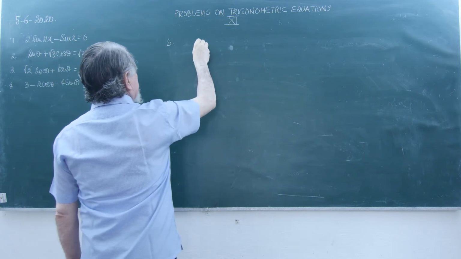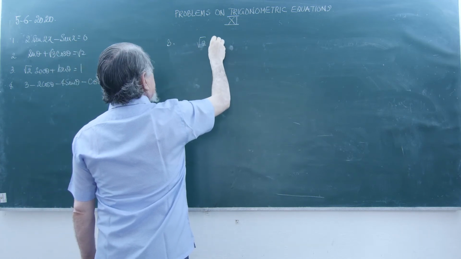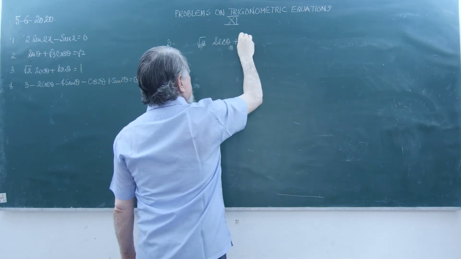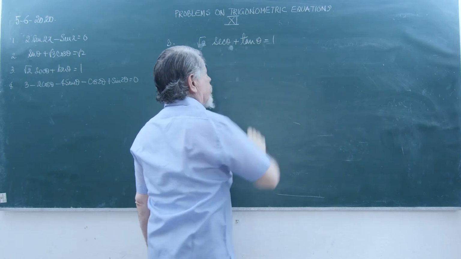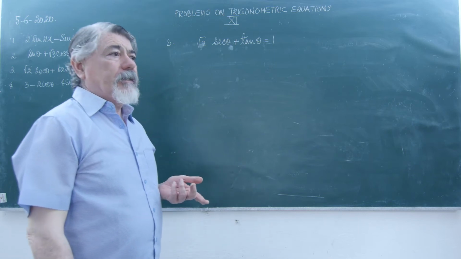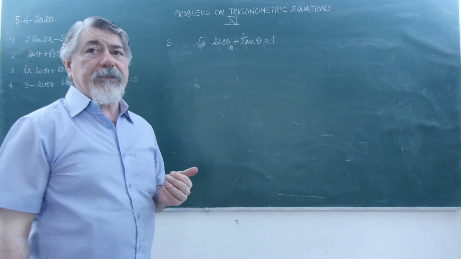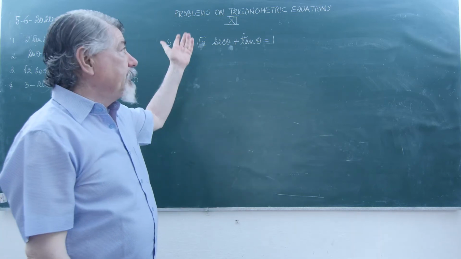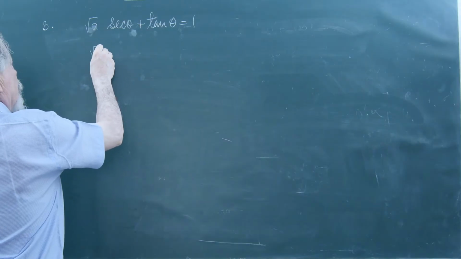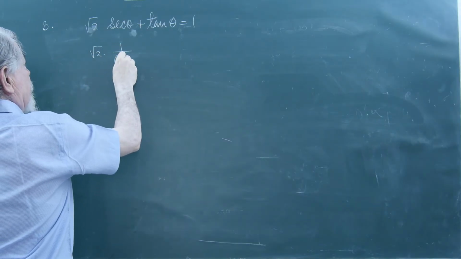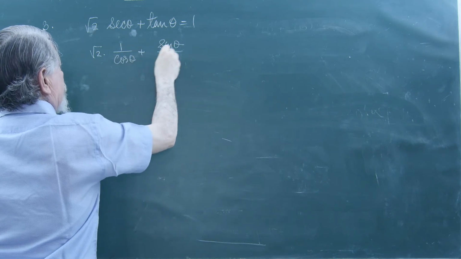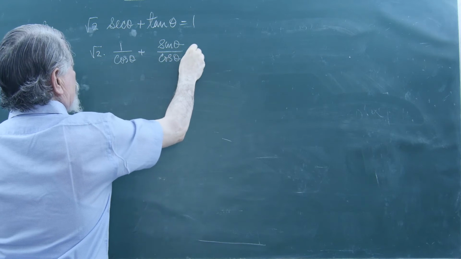I have the third question: root 2 sec theta plus tan theta is equal to 1. Now here it is coming sec theta, tan theta. Let us convert sec theta in terms of cos theta. Tan theta is sin theta upon cos theta. I'll be able to get again the equation in terms of sin theta and cos theta. So it is root 2 times 1 upon cos theta plus sin theta upon cos theta is equal to 1.